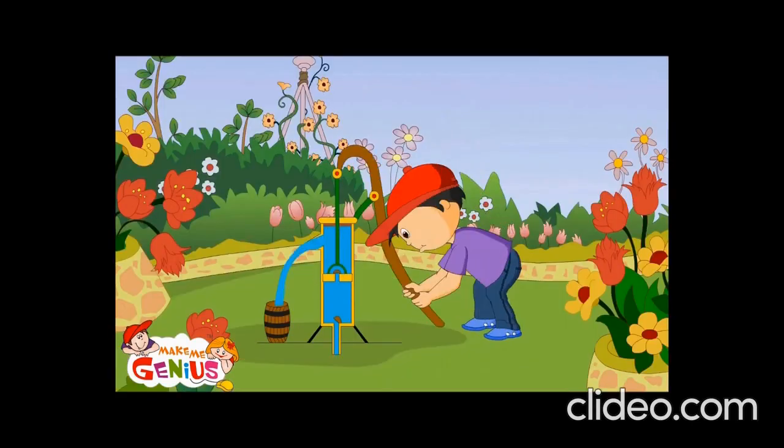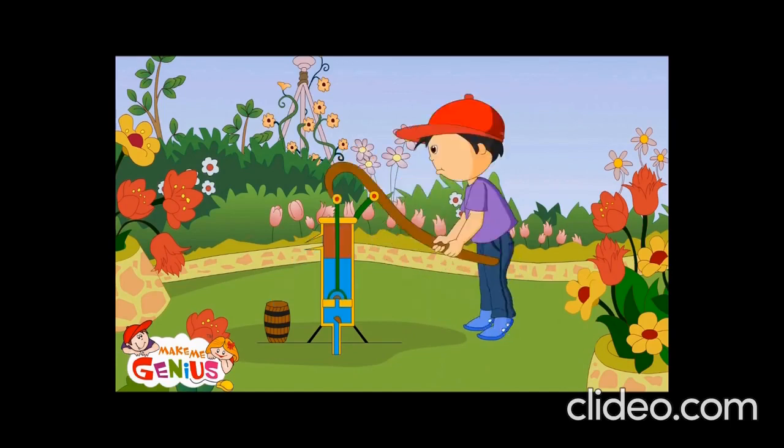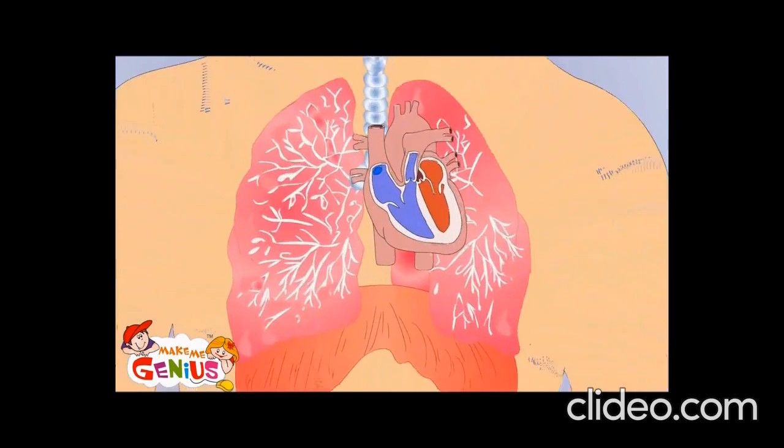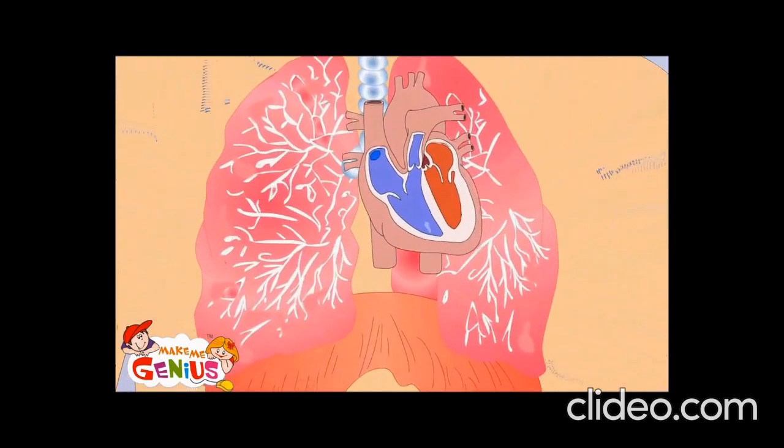See this hand pump? It pulls water from the ground and supplies it to us. The heart has two pumps like this. One pump supplies the blood, which has oxygen, to your body. The other pump takes it back after it has given oxygen to the body.